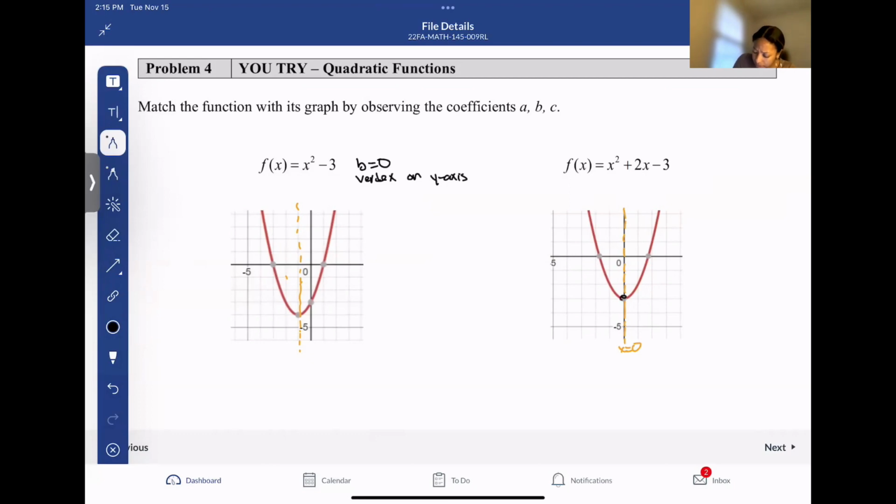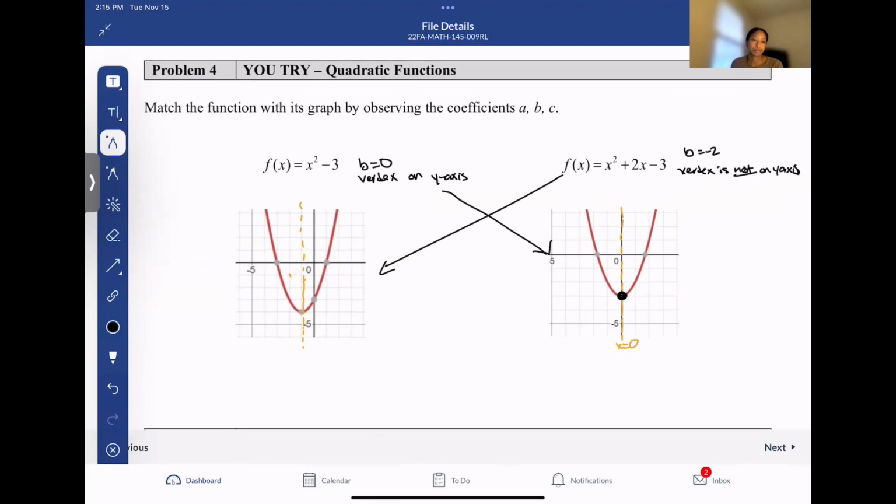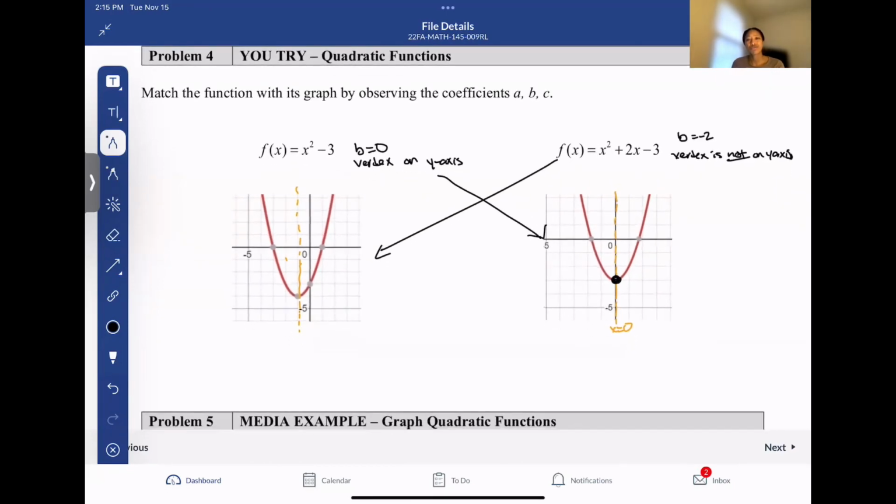And that would match with this graph. For x squared plus 2x minus 3, b is equal to -2, so the vertex is not on the y-axis. That would match with this graph. So the big thing is, remember, if b is equal to 0, then we have a function that is perfectly symmetric with respect to the y-axis. Otherwise, our vertex is not on the y-axis, and we'll have to do a little bit more work to find it.